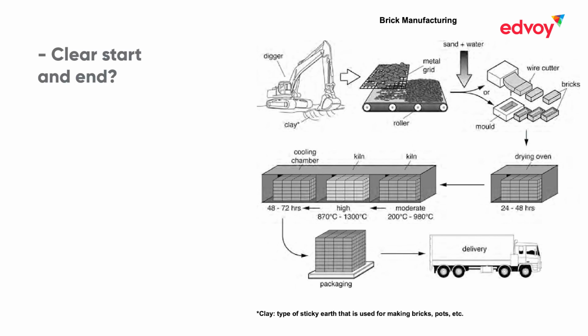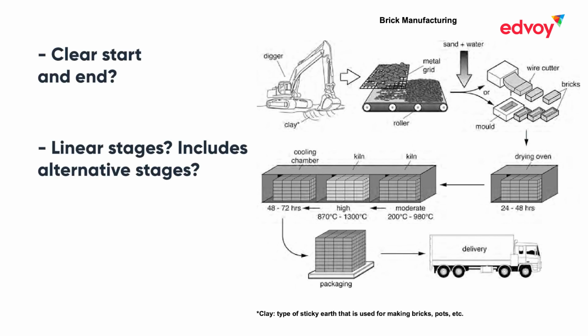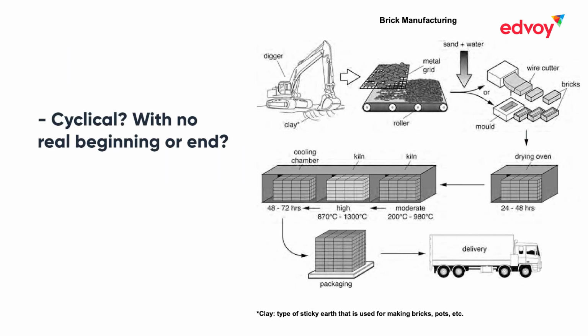Now look at the diagram, as you need to make sure that you understand what is in front of you before you start writing. Does the diagram have a clear start and end? Are the stages linear, or does it include alternative stages? Does it show 2 processes with one following another? Or is it cyclical, with no real beginning or end? Is it a man-made process or a natural one? Knowing what the diagram shows you is important, as it will influence the language you will use in your writing.